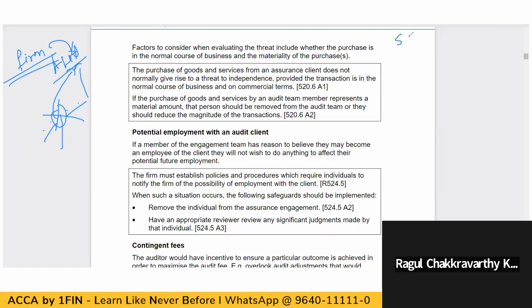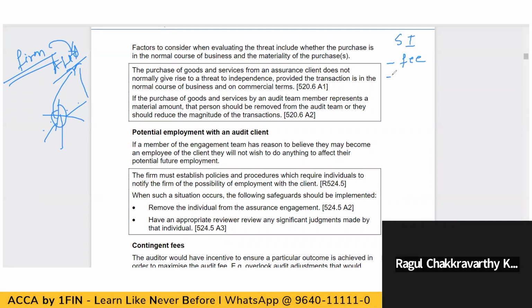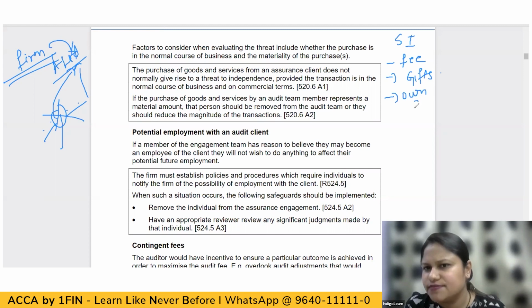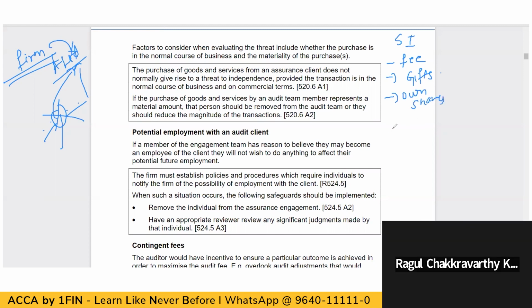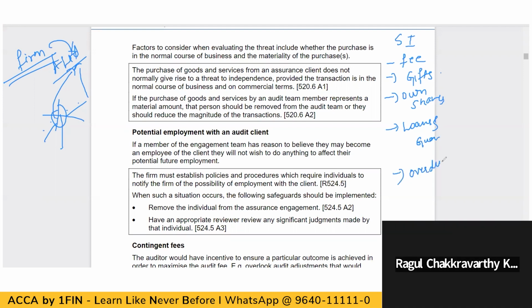So we have done only the self-interest threat, where we spoke first about fee dependency. Second, we spoke about hospitality and gifts. Third, owning shares, ordinary shares. Then we spoke about loans and guarantees, then overdue fees. And the last one is business relationships.